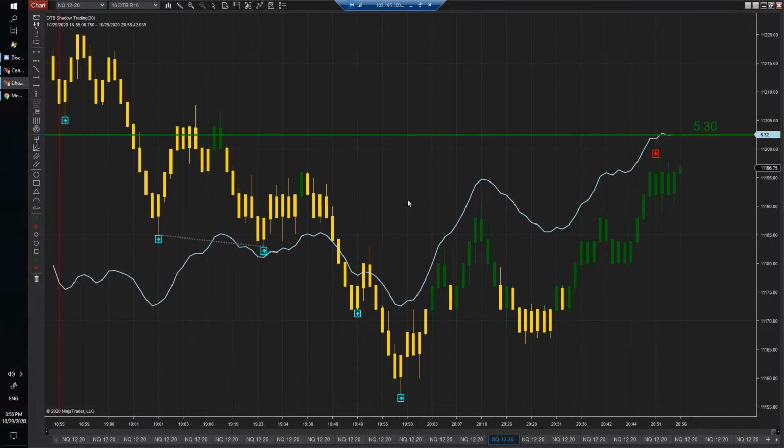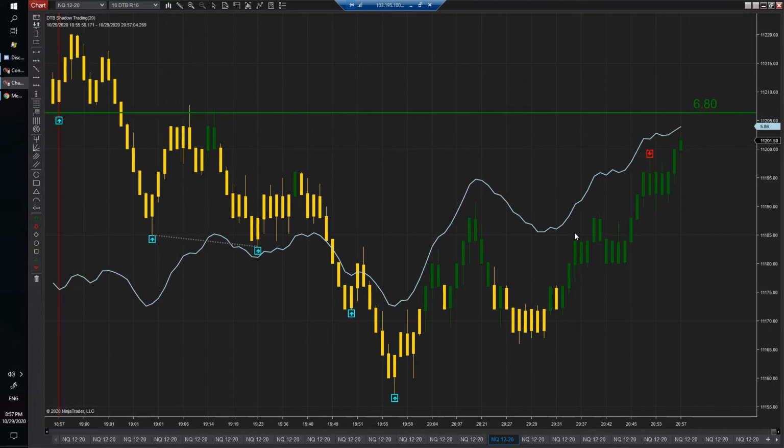Now this is one of our more highly advanced indicators. It's the shadow trading, and this is going to show you divergences in price. It's also going to color the bars based on the positioning of price, whether it is in an upwards or downwards momentum. So when it paints green, it means it's in an upwards momentum. When it's painting the gold bars, it's in a downwards momentum.